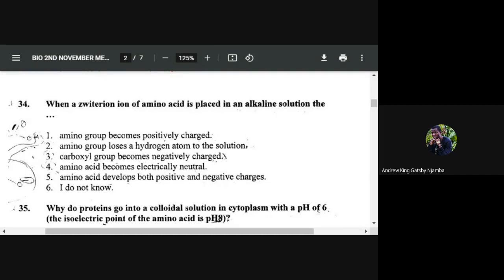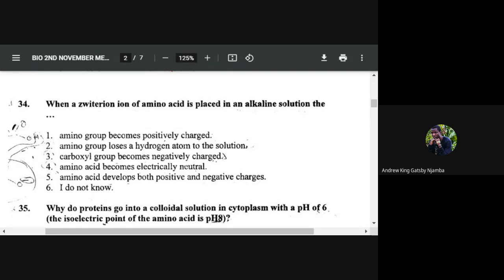Then now let me go to the alkaline solution. An alkaline solution is a solution that contains less hydrogen. So what is going to happen when you put an amino acid in a solution that contains little or no hydrogen? It is going to try to make the solution acidic. How is it going to do that? By losing the hydrogen it has from the acidic part of it. So it's going to lose hydrogen when it's put in an alkaline medium.